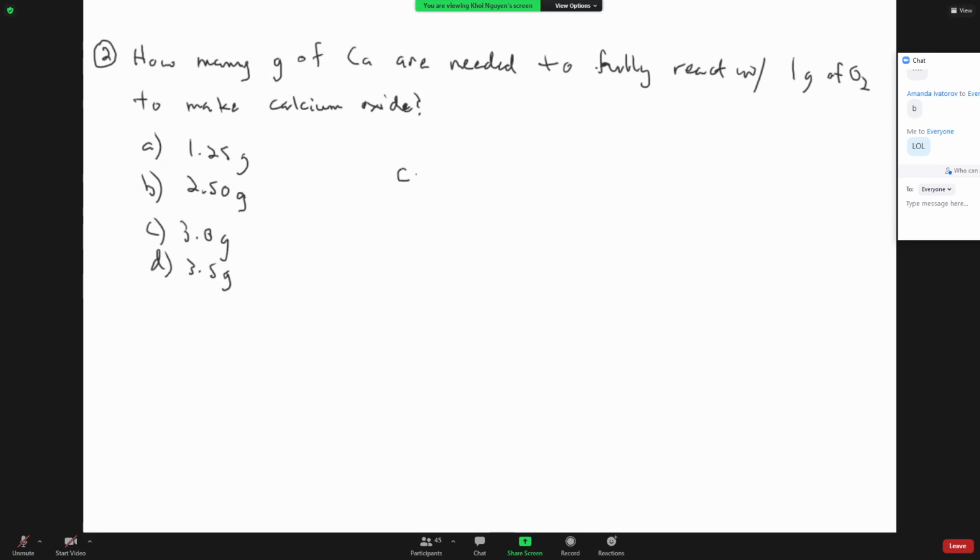So we have calcium, probably solid, plus oxygen gas.